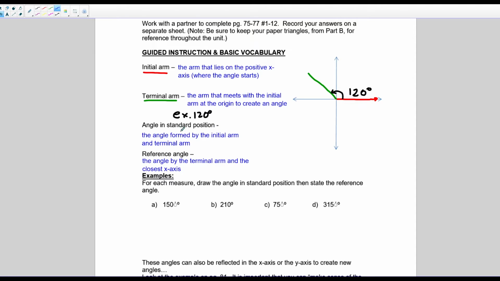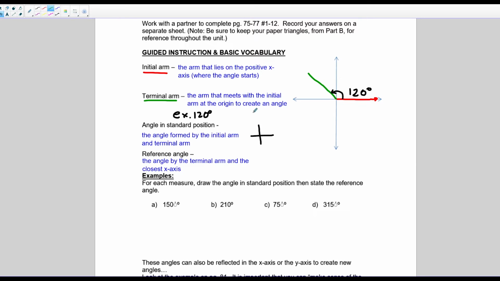What we're going to do next is define what an angle in standard position is. So we have an angle formed by the initial arm and terminal arm. It does become a bit more nuanced than that. So standard position is really just our default position to measure an angle. Now you might be wondering, well, what does an angle in non-standard position look like? Well, we can see that our initial arm here starts at the origin, and it's the same thing with our terminal arm, which meets the initial arm at the origin.